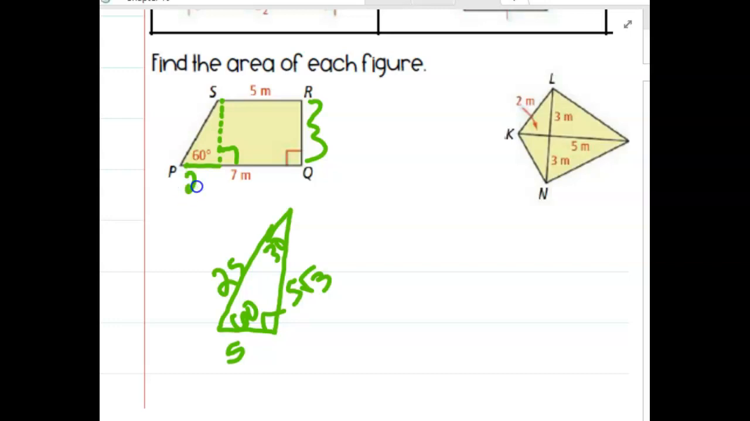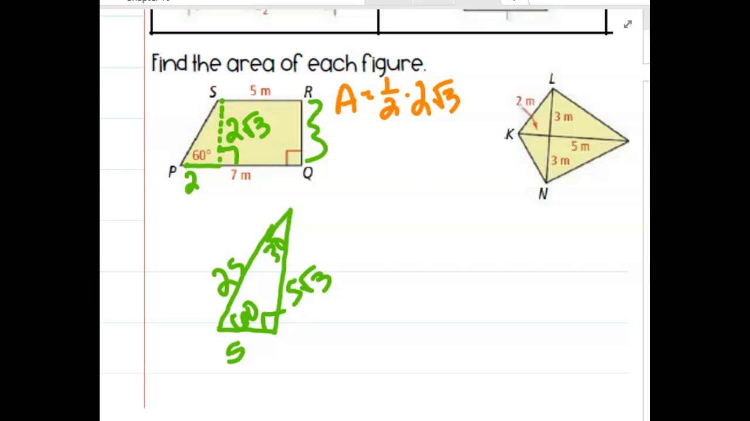2, which means S is 2, which means the longer leg is 2 square roots of 3, which means the height is 2 square roots of 3. Now you have all of the information you need to find the area. So to find the area of a trapezoid, you're going to take 1/2 the height. We just found the height. It's 2 square roots of 3.